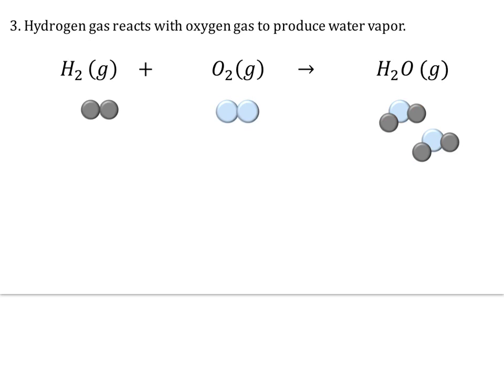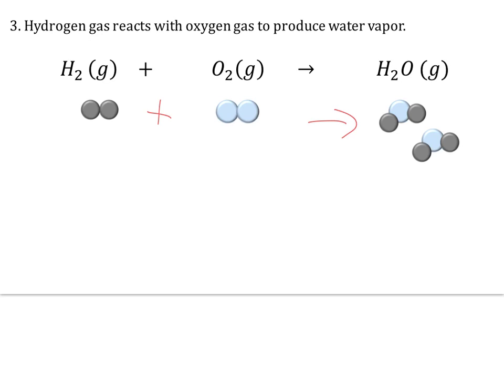So now I have one water molecule and I have two water molecules. So this fixed our problem. We have two oxygens on this side. But now we're stuck with a problem with our hydrogens. If we look at our hydrogens, I've got 1, 2, 3, 4 on the product side, and now I only have 2 on the reactant side.